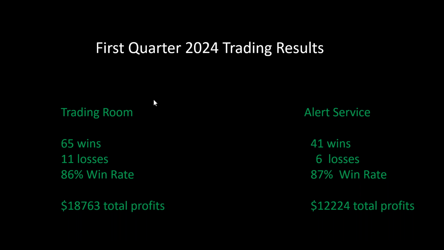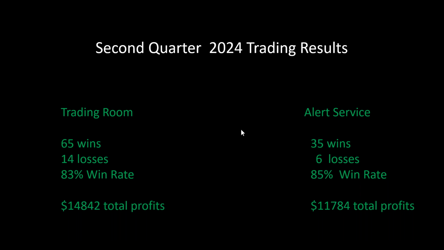This is the first quarter of this year, 2024. In the room, 65 and 11, 86% win rate, $18,000 profit. Alert service, 41 wins, 6 losses, 87% win rate, $12,000 profit. That was January, February, March. April, May, June, 65 wins in the room, 14 losses, 83% win rate, a little low, but not bad, $14,000 profit. Alert service, only 35 wins. We didn't have as many trades, 6 losses, 85% win rate, $11.7K in the alert service.